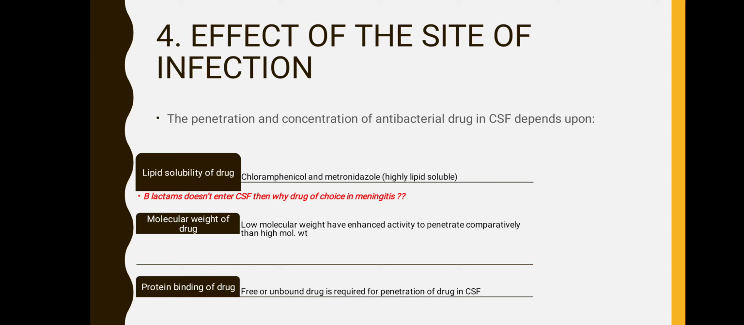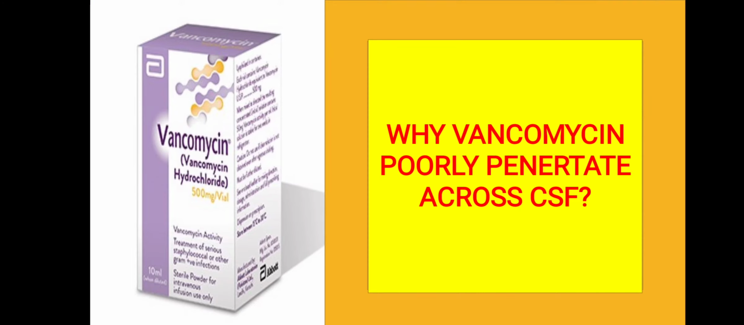Here is a question in red bold italic. Beta-lactam drugs don't enter the CSF, then why is it a drug of choice in meningitis? Most students should be aware of this answer. Beta-lactam drugs don't normally enter the CSF, but they are also the drug of choice in meningitis because when the meninges are inflamed, the beta-lactam drugs can easily cross the blood-brain barrier into the cerebrospinal fluid. Why does vancomycin poorly penetrate across the CSF? You should know about this answer and answer me in the comments or in the chat.